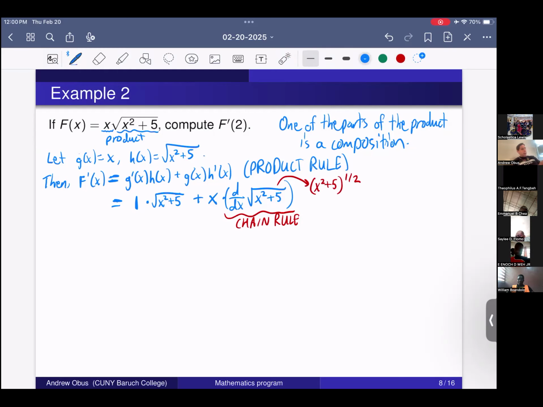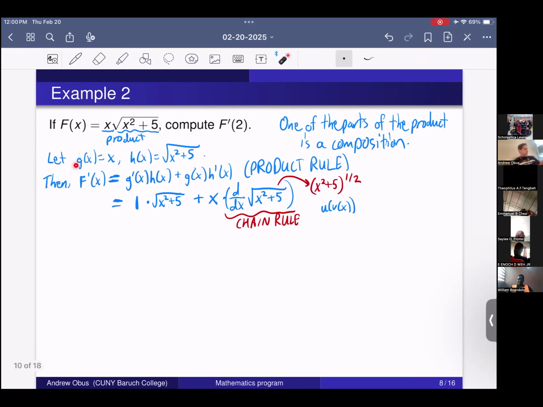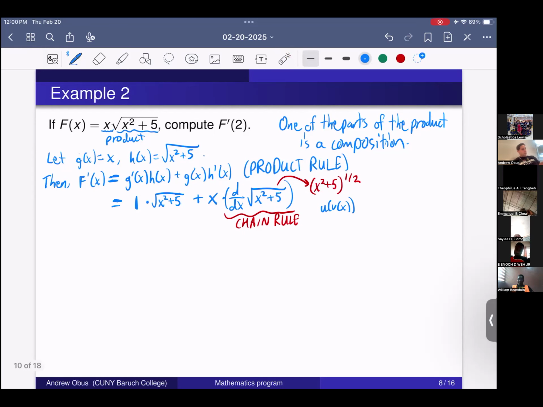And so a lot of people are seeing the chain rule for the first time. So let's write down what exactly our composite function is. I'll use different letters. I could write this as u of v of x, just because I don't want to use g again, because we already used g. So what's going to be our v of x?